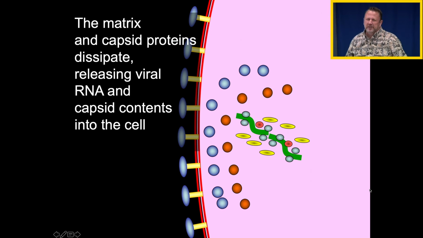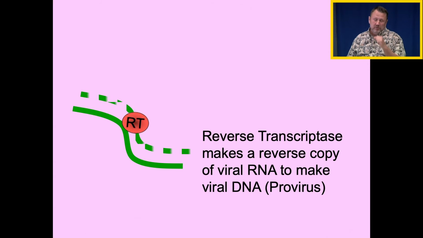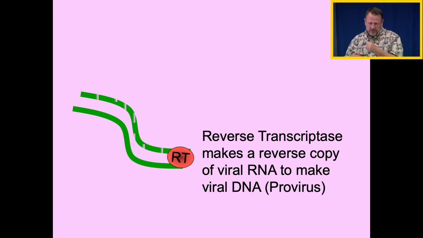All right, the matrix proteins and the capsid proteins will dissipate, and the genetic material and the enzymes are then released into the cell. So here we are in the pink cytoplasm of our T cell. And once that has occurred, the reverse transcriptase can then use the body's nucleotides to make the negative sense RNA, and together they make viral DNA. And so this is HIV virus DNA.